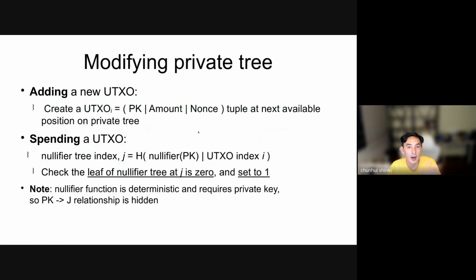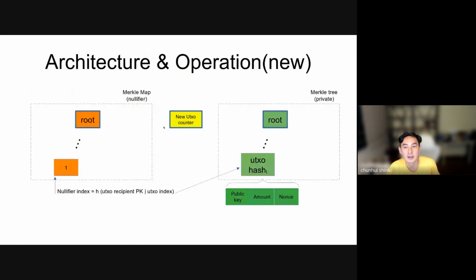So when I was modifying the private tree, adding a UTXO is relatively simple. You create a UTXO that is a hash of the public key, the amount of the UTXO and the nonce. It's a tuple, and then it's added sequentially to the next free location within this Merkle tree.